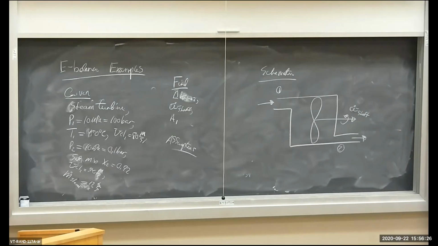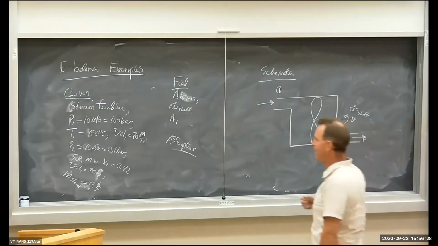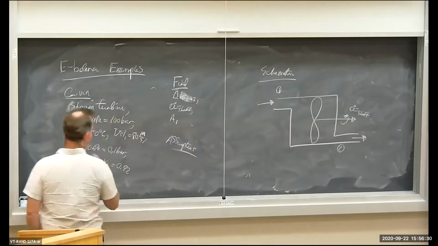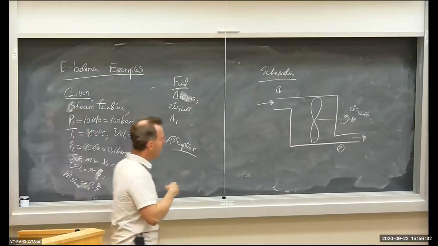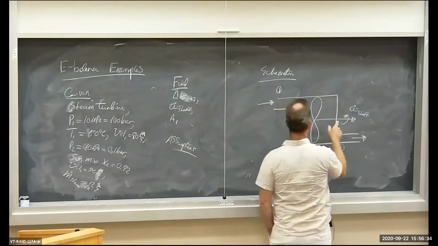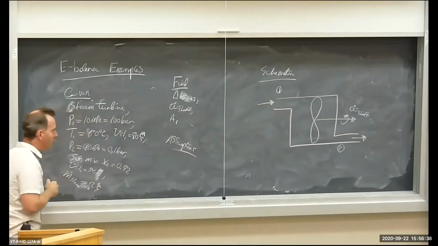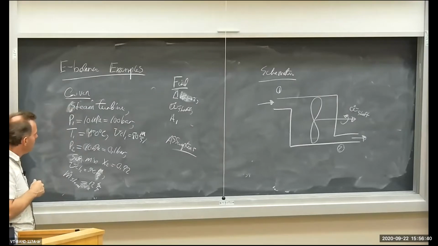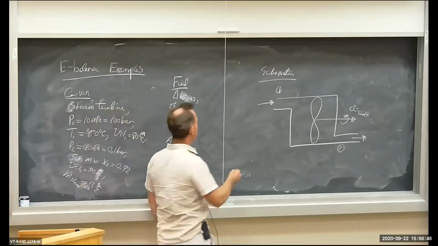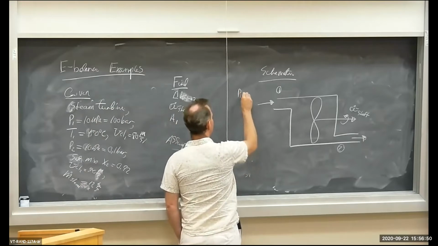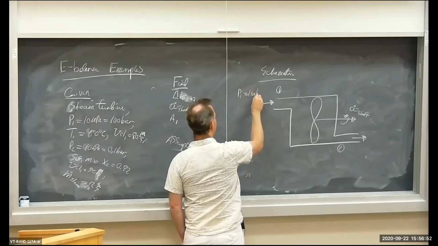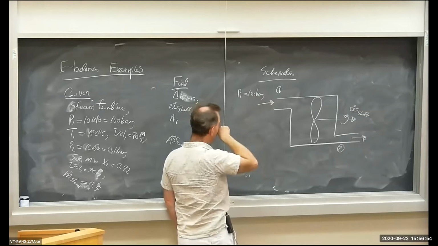So we have a steam turbine that takes high pressure steam. The inlet is location 1, the outlet is location 2. Of course, there's a propeller or a turbine in there that's extracting shaft power. The inlet pressure is 10 megapascals, and that turns out to be 100 bar. So P1 is 100 bar. Very high pressure, 100 atmospheres.